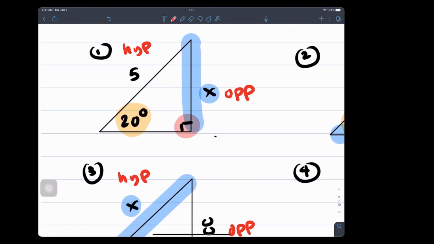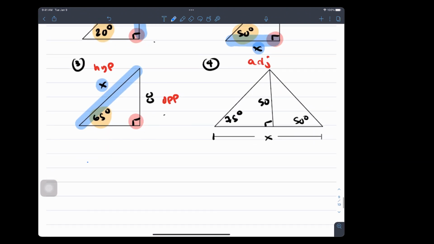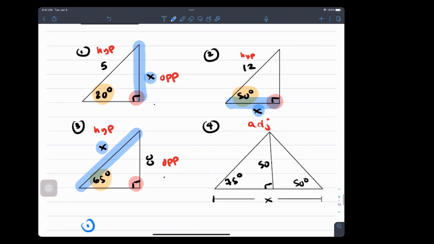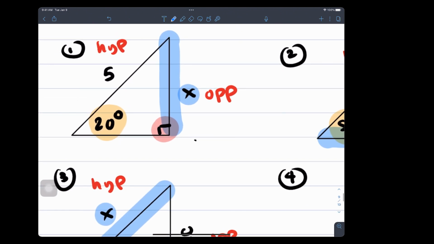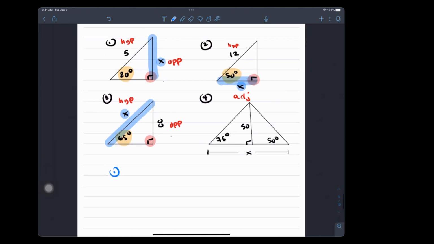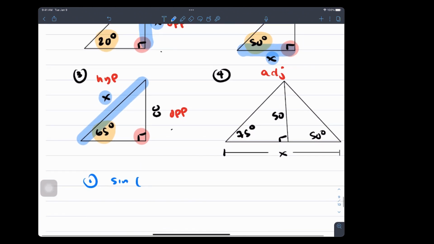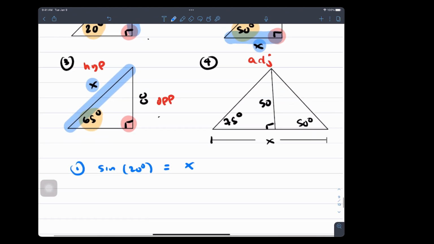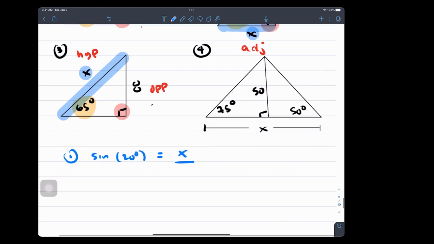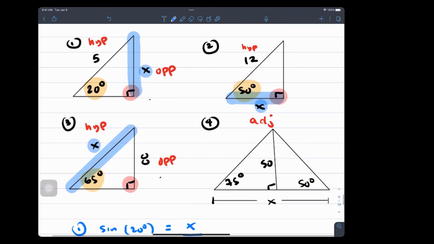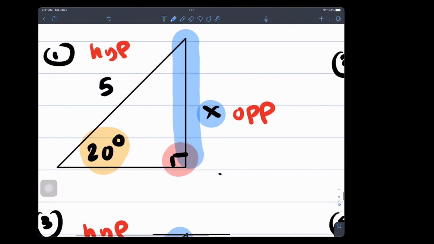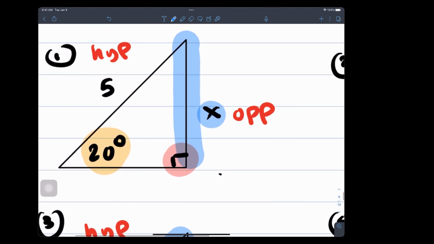You need the trig ratio that has the language of opposite and hypotenuse for number 1. Okay? So for number 1 here, what language, which trig ratio has the language of opposite and hypotenuse? Sine or cosine? Sine of this angle 20 degrees is opposite, which is X, over my hypotenuse, which is what? 5. Opposite over hypotenuse. Is that true for number 1?